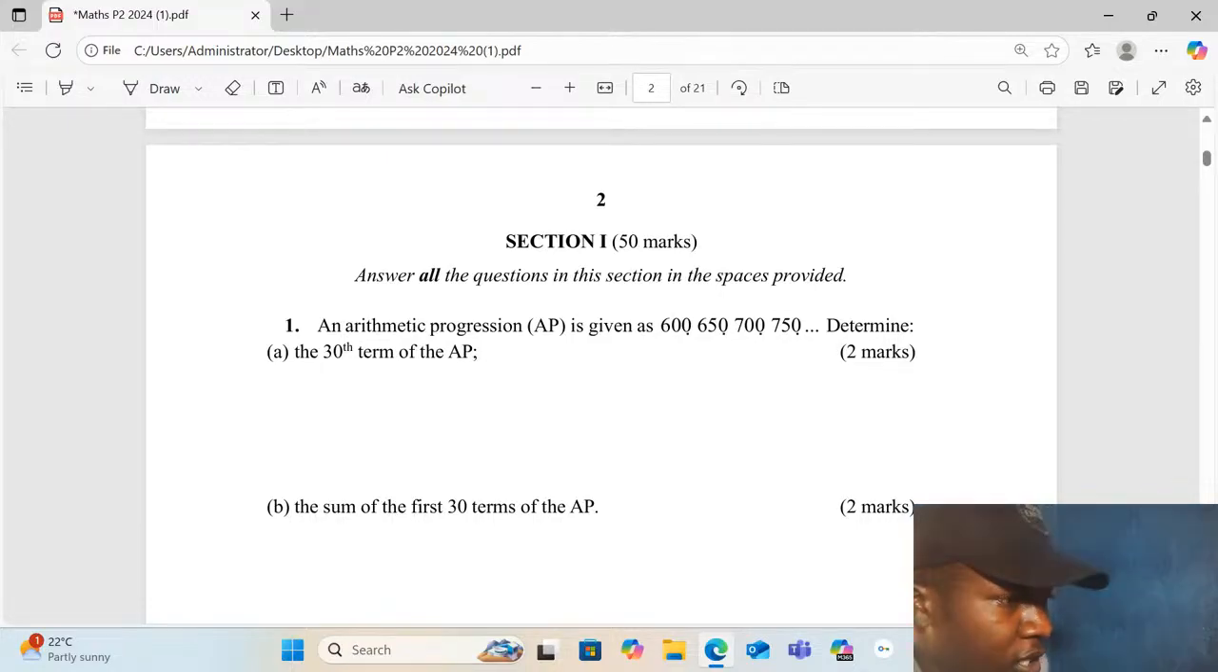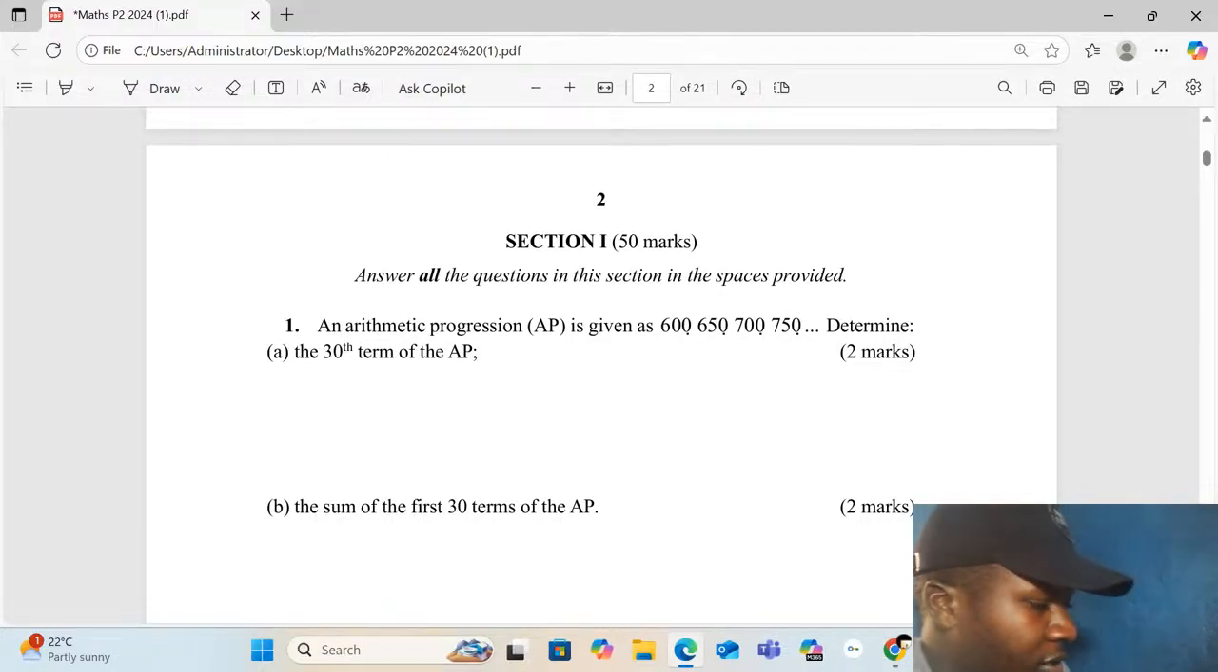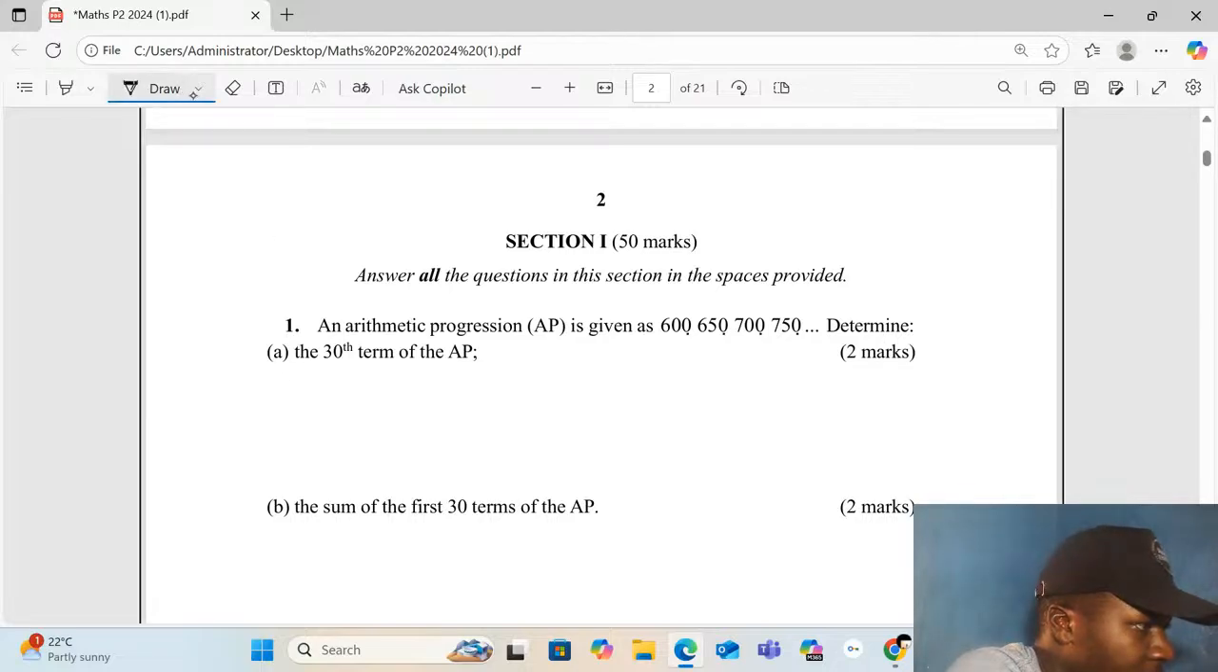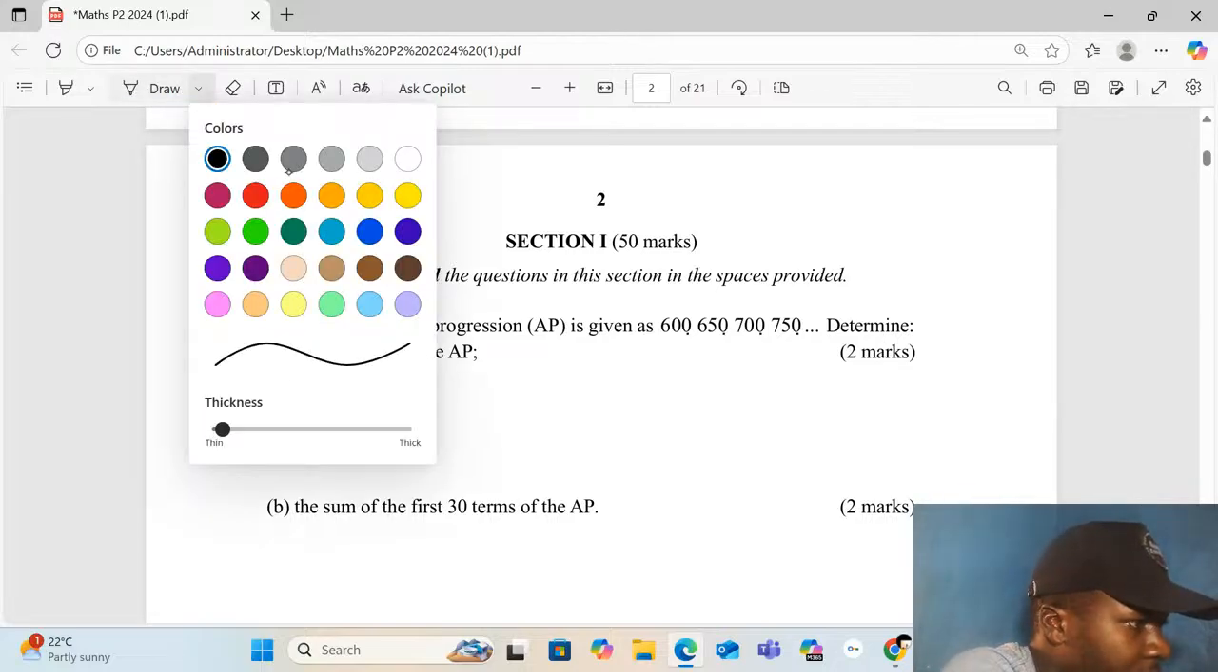As you can see, we have our interval or difference from 600 to 650 to 700 to 750, a difference of 50 each. Then our first term is 600. The nth term we are given as 30. So to get our 30th term, let's use the formula.